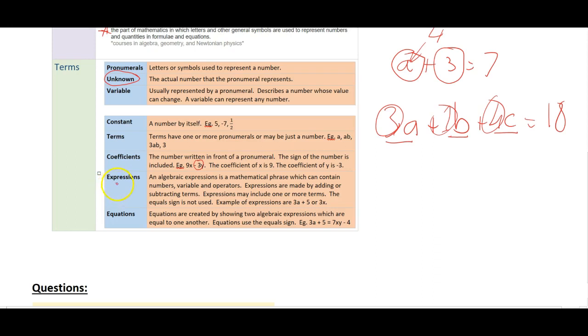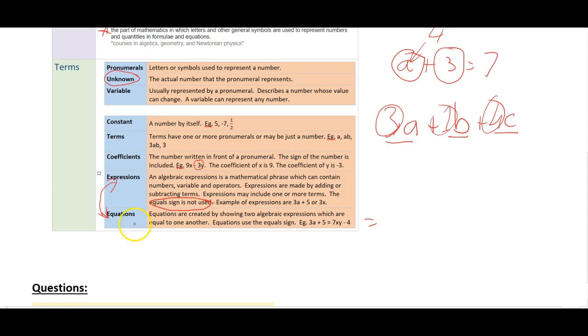The last two that we need to make sure we understand the difference between are expressions and equations. Now, an algebraic expression is a mathematical phrase which contains numbers, variables, and operators. Expressions are made by adding or subtracting terms. Expressions may include one or more terms, and the equal sign is not used, and that's the key learning there. So if you just had to remember 2 things, expressions do not include equal signs, equations do. So this here, because it has an equal sign, is an equation. If we got rid of that and we just had 3a plus b plus 4c, that would be an expression because it doesn't have an equal sign.